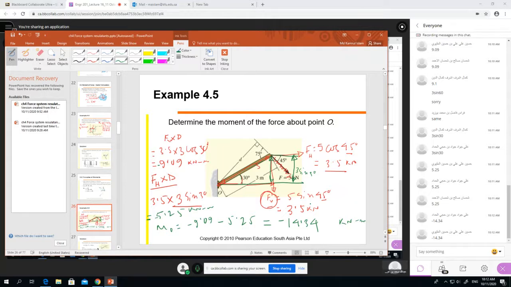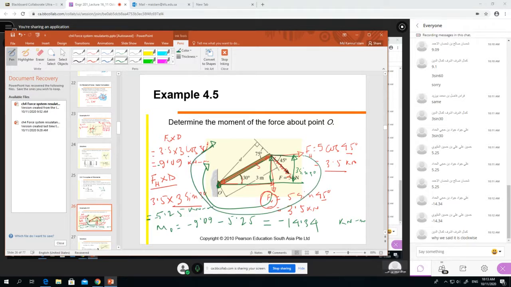Any questions? Why did we say it is clockwise? You check the clockwise. Our moment point is here, and FV is rotating like this, like a clock. And also FH, our moment point is here, and it is also rotating like this. Now it is clear, both are clockwise. Clear or not clear?